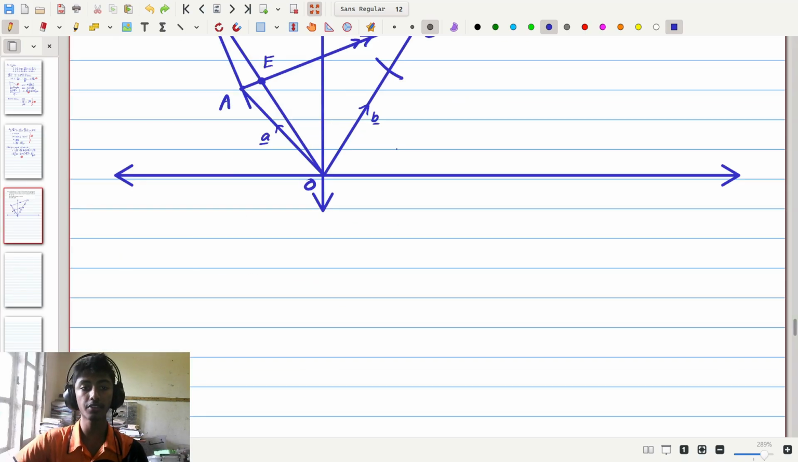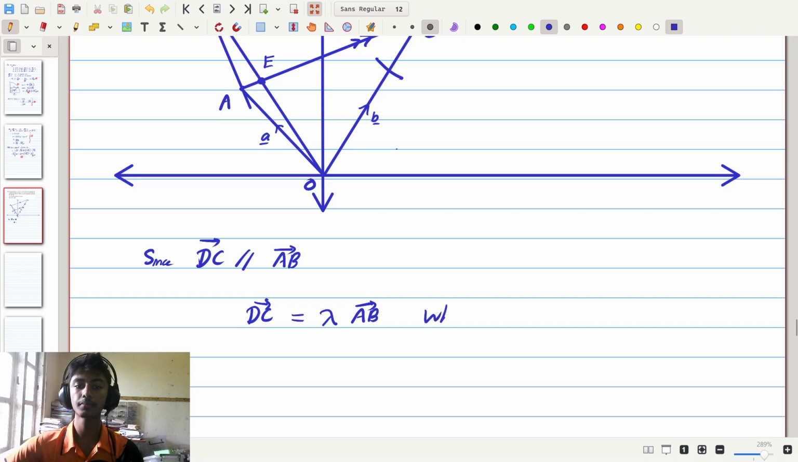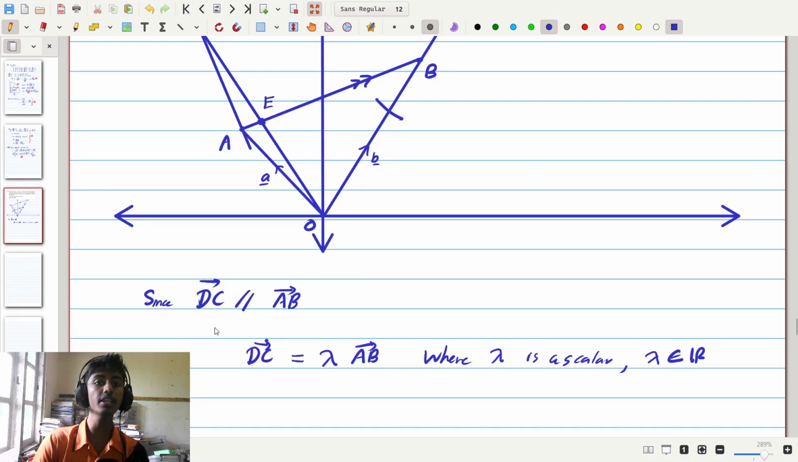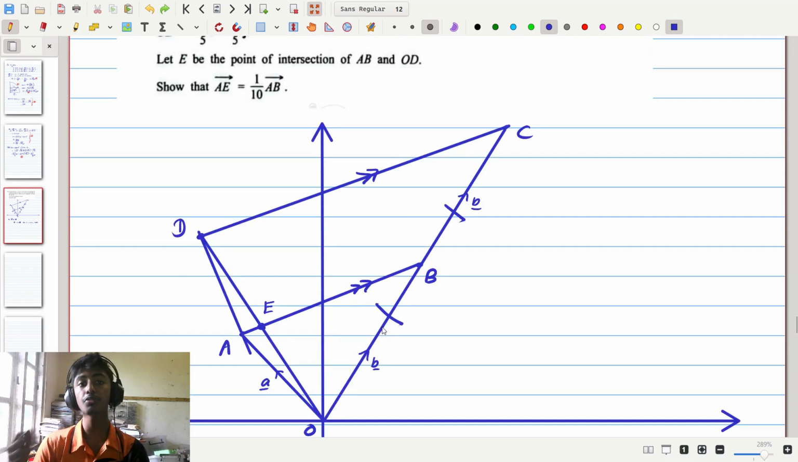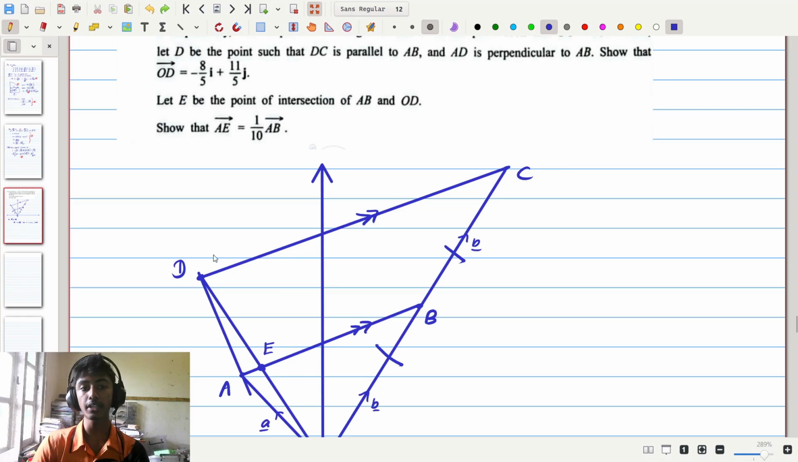So since the DC vector is given to be parallel to the AB vector, we can say that the DC vector is going to be a scalar multiple of the AB vector, which I'm going to write as DC vector being equal to lambda times AB vector, where lambda is a scalar, and we could also say lambda is an element of the real numbers. So now we have established the fact that since DC is parallel to AB, DC must be a scalar multiple of the vector AB. Now we can use this information in order to find the coordinates of the point D.